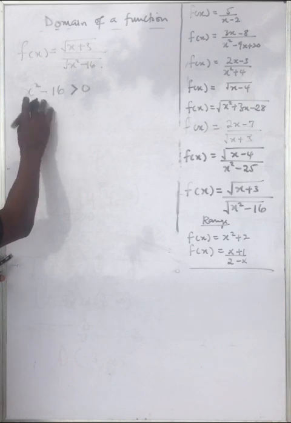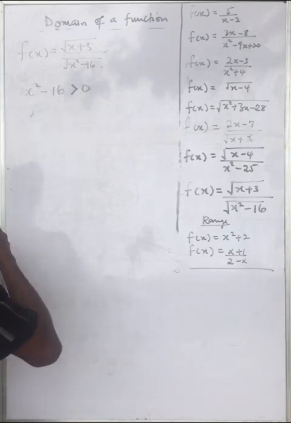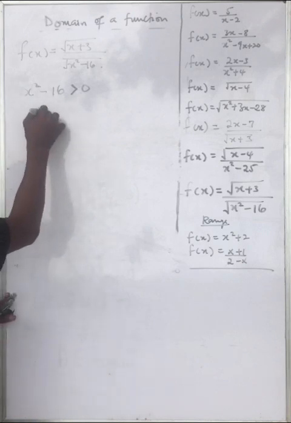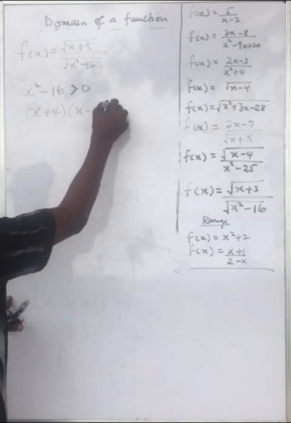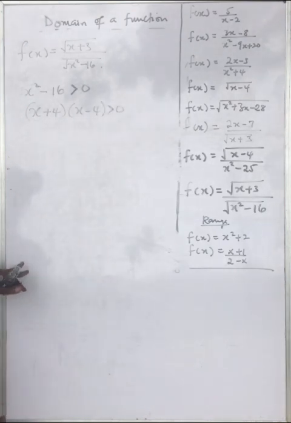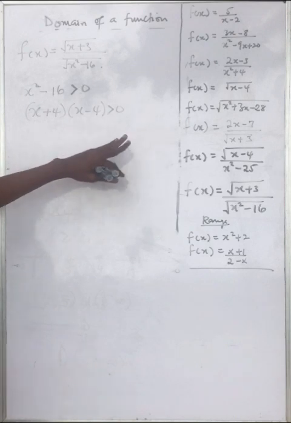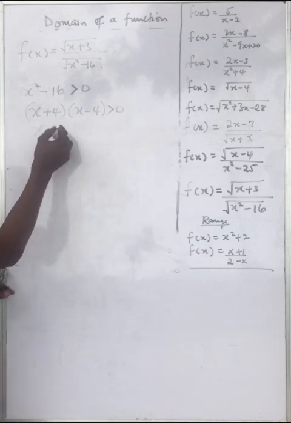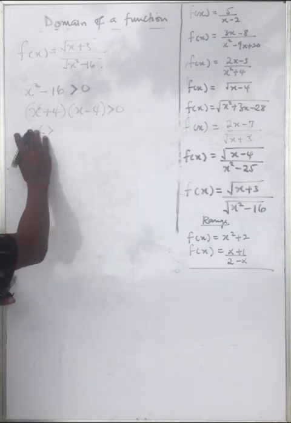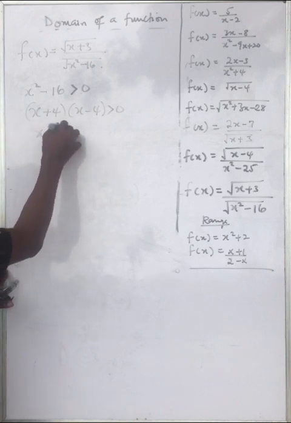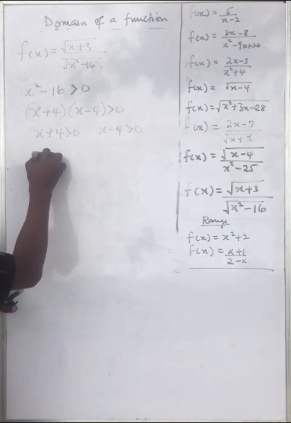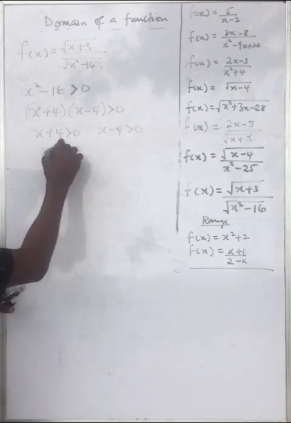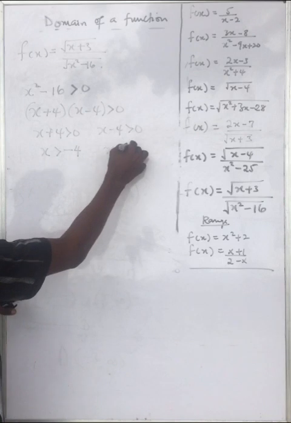So from the difference of two squares, x plus 4 times x minus 4 must be greater than 0. You understand now? So x plus 4 must be greater than 0 and x minus 4 must be greater than 0. So that x must be greater than minus 4 and x must be greater than 4 at this edge here now.